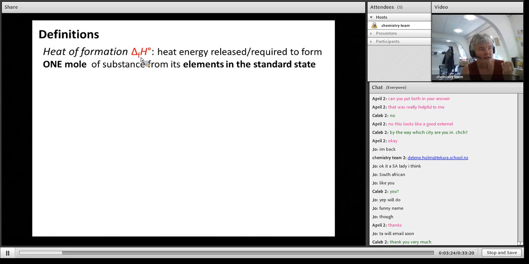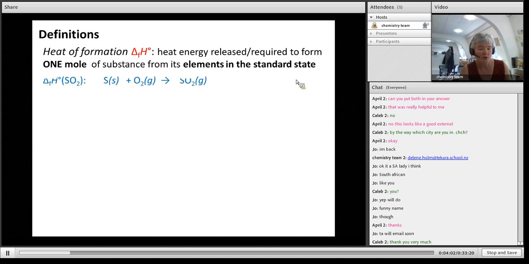And that definition says that if I want the heat of formation of a particular substance, then it's always for 1 mole of that substance. So that appears on the right-hand side. So if I want the heat of formation of methane, I'll have 1 mole of methane on the right-hand side. On the left-hand side, it's the elements in their standard states. So methane is made of carbon and hydrogen, so you would have to have those on the left-hand side.